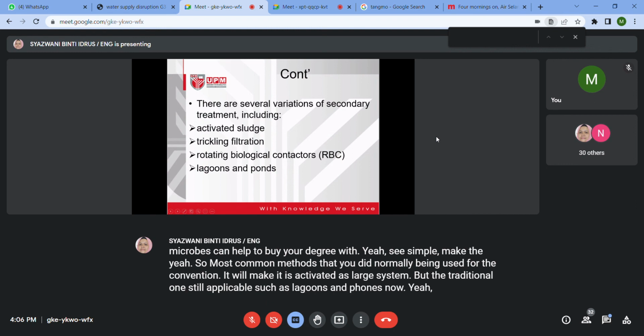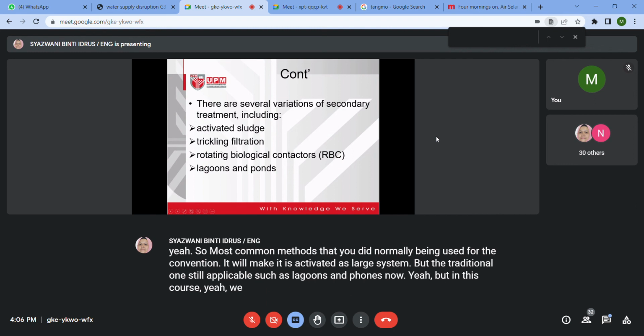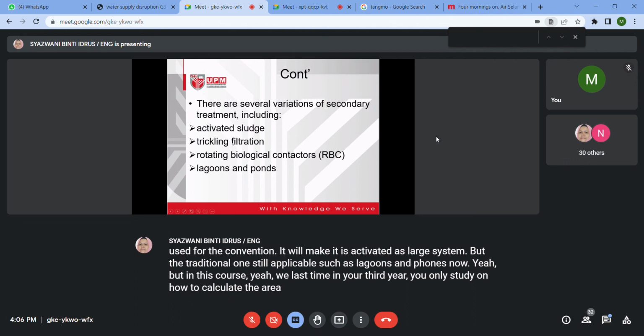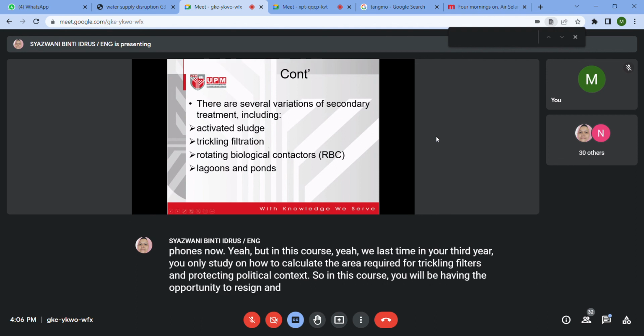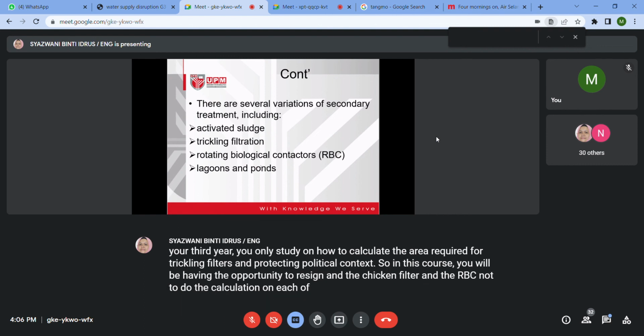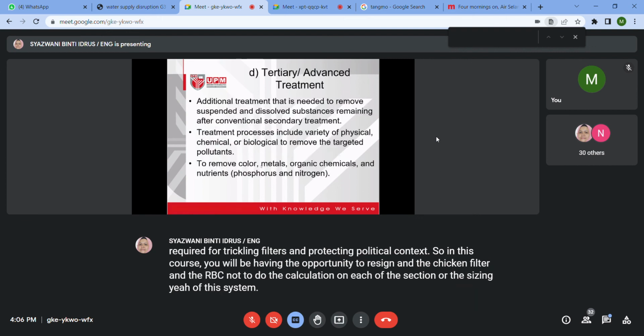But in this course, last time in your third year, you only studied how to calculate the area required for trickling filters and rotating biological contactors. So in this course, you will have the opportunity to design the trickling filter and the RBC, and to do the calculation for each section, or the sizing of these systems. Tertiary treatment is the focus of this course.